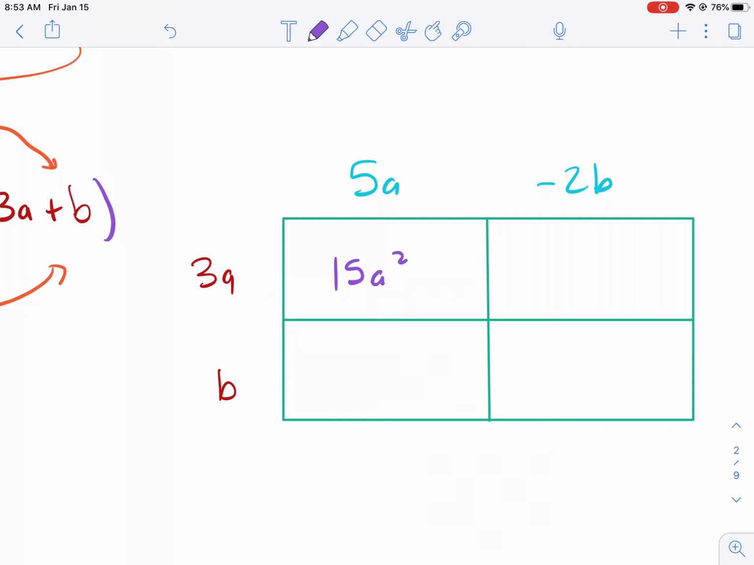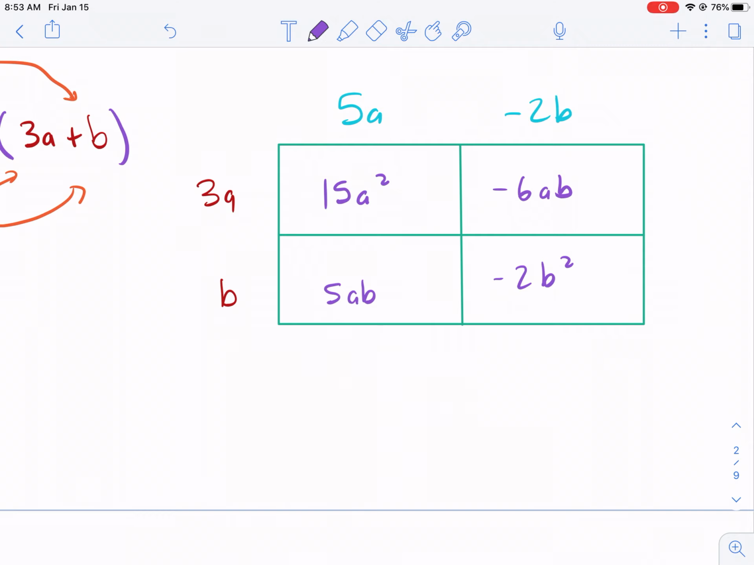So we're going to do 3a times negative 2b. That gives us negative 6ab. 5a times b gives us 5ab, 5ab. And then we get negative 2 times negative 2b times b is going to give us negative 2b squared. Now we just write it, combining them all with the proper terms, minus 6ab plus 5ab. I just keep the signs in front.